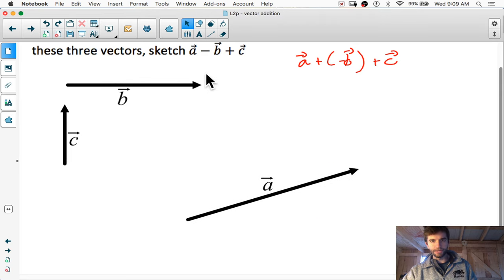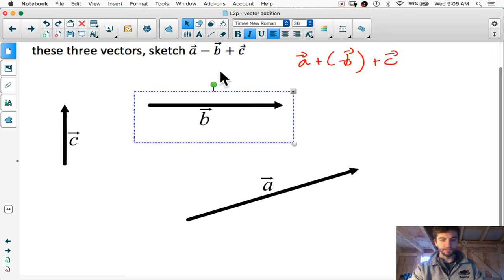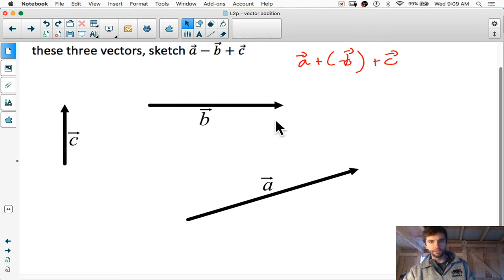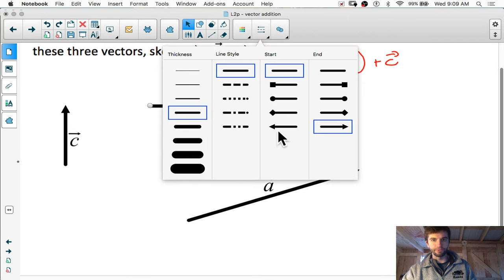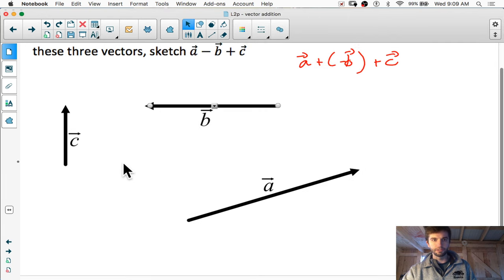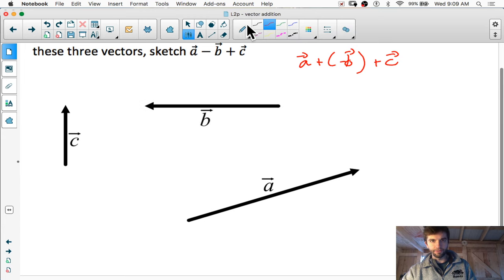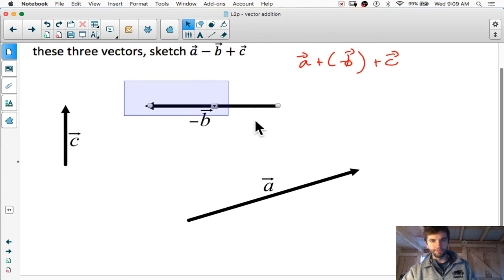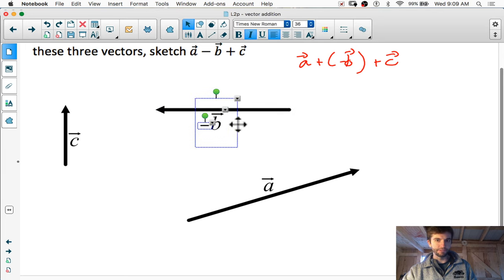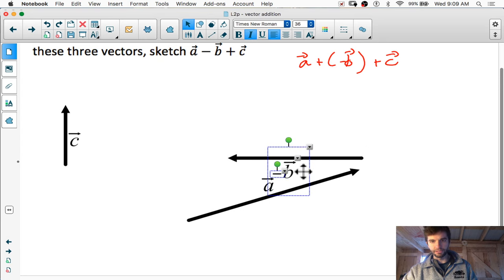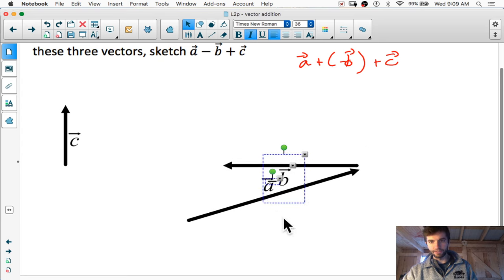Then I'm going to have to add negative vector B. Negative vector B would be the exact same magnitude as B, but in the opposite direction. So I have to reverse its direction. I reversed the direction of B, so now this is negative B. Now if I'm adding it to A, I have to place it tip to tail with A. So place the tail of negative B at the tip of vector A.